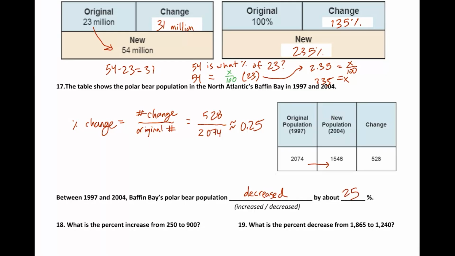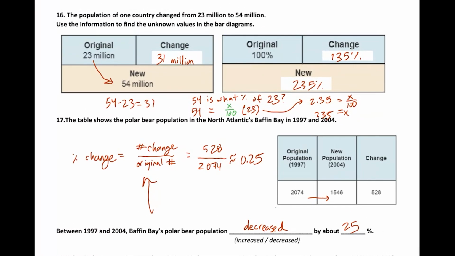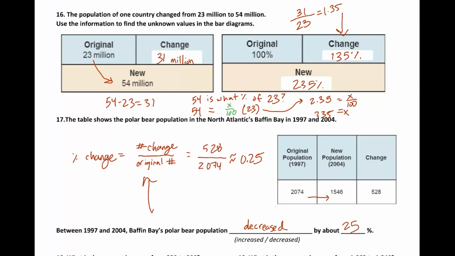Now, you could have used this little formula instead of the way that I did number 16. If you're looking for that percent change, you could have just done the numerical change, which was 31, divided by the original population, which is 23 million. And then divide this, and that's going to give you 1.35, which gives you that change. So you can kind of work it either way. Whichever way makes more sense to you is fine.